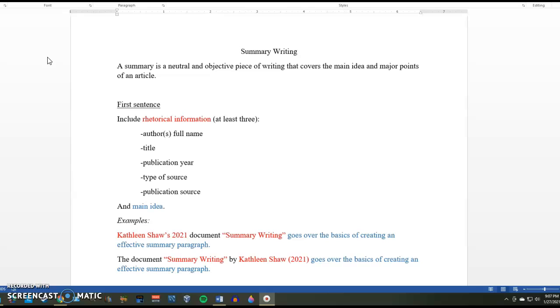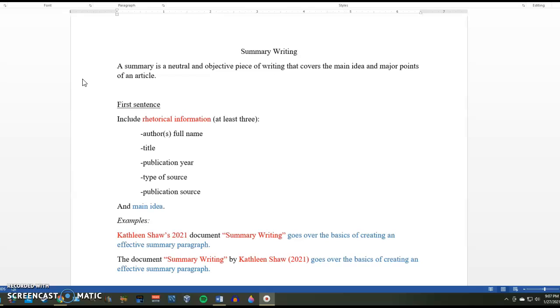But it's nice to think about it again if you're going to do that type of writing to incorporate into your research. So a summary is a neutral and objective piece of writing that covers the main idea and major points of an article. That's the simplest way to think of a summary. It's like a report on the article that has been read, without offering evaluation or anything like that. It's just a quick, concise piece of writing that covers what happened in the article or the study, whatever the document is that you're using as a source.